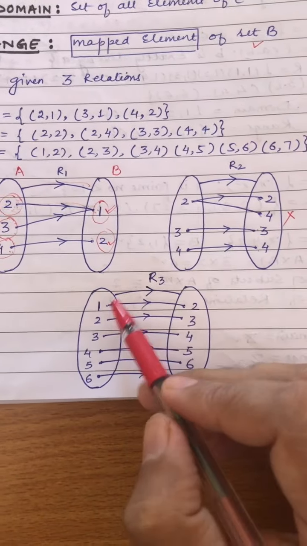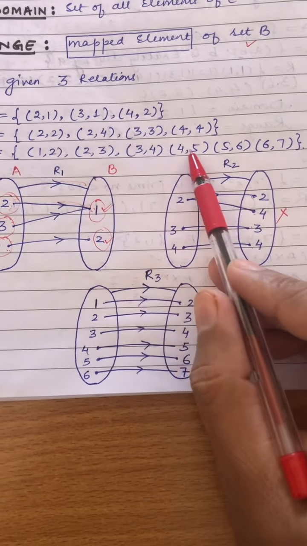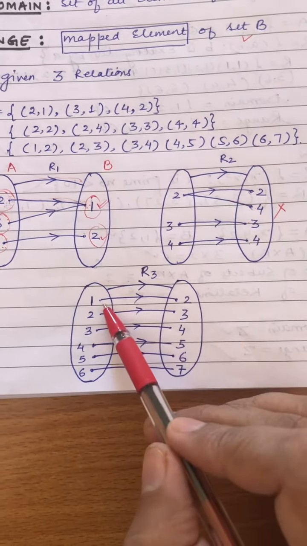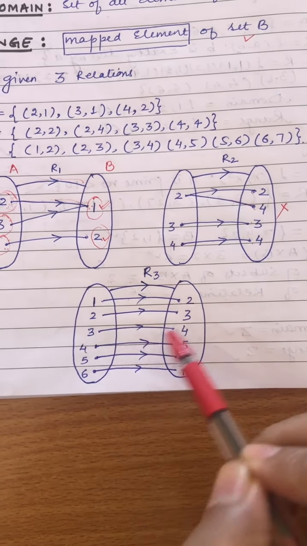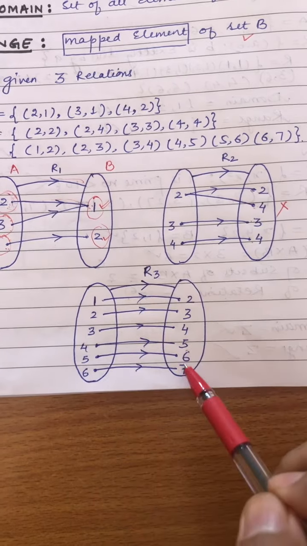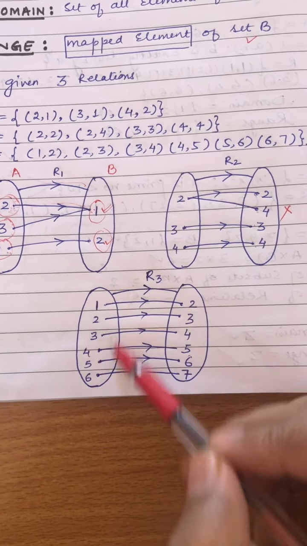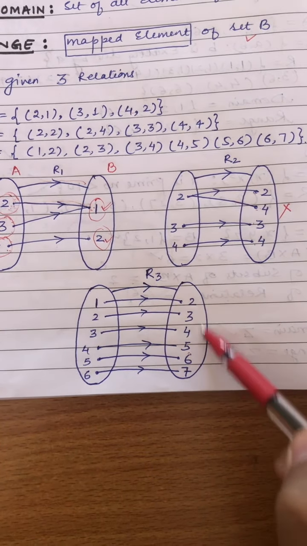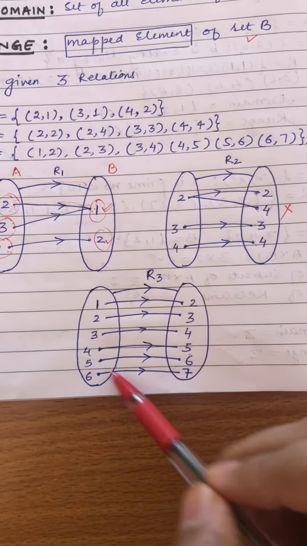Similarly for the third: (1, 2), (2, 3), (3, 4), (4, 5), (5, 6) and (6, 7). Again every element is mapped and every element has a unique image. So again it will be a function.